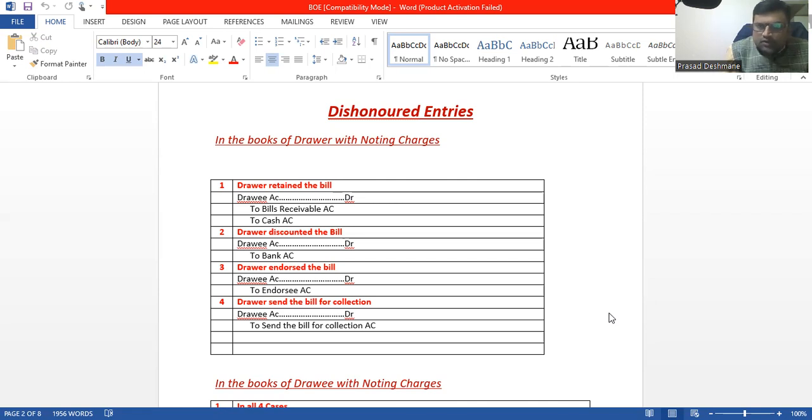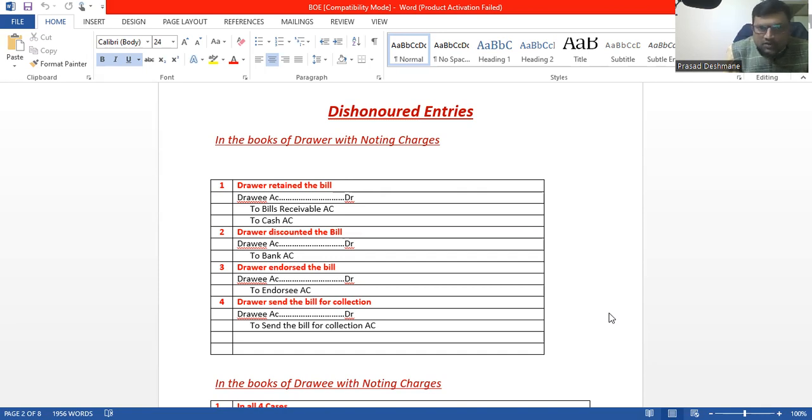The concept of dishonored means what? If you are getting the full money, 10 out of 10, then it is honored. But if you are getting even 50 rupees less, it is called dishonored. Right? So dishonored means on the due date, the drawee is not making the payment or the full payment. Correct? So this is dishonored.